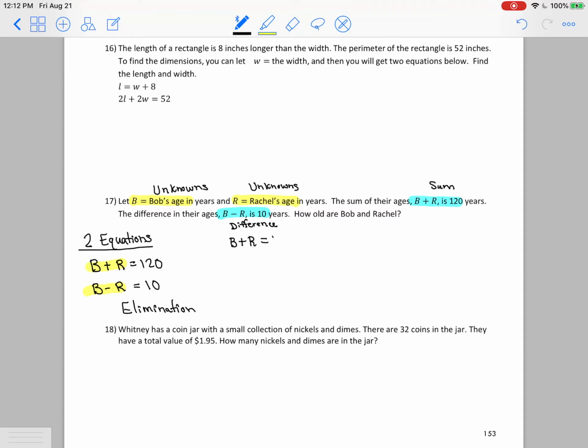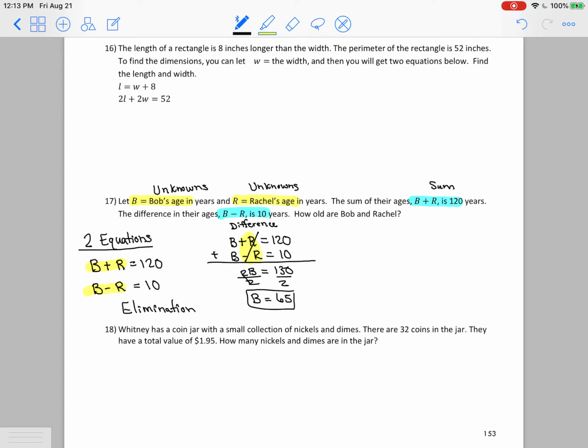So we've got B plus R equals 120. I'm just rewriting this. B minus R is equal to 10. I'm going to add these. You can see right away that our R's are opposite terms, so those are going to go out very nicely for us without doing anything. All right, so we've got 2B is equal to 130. Therefore, B is equal to 65.